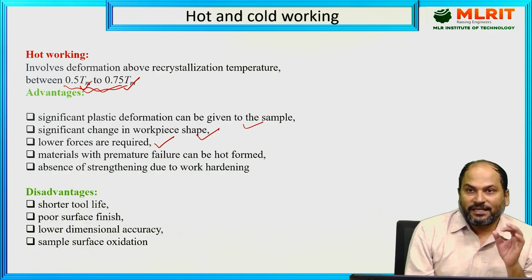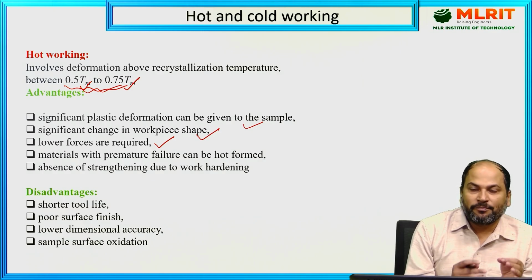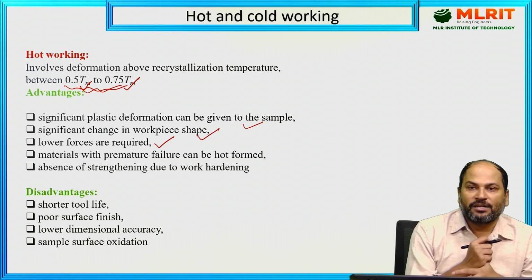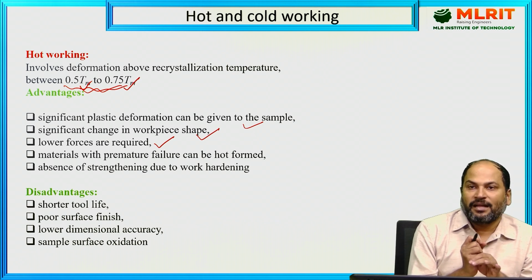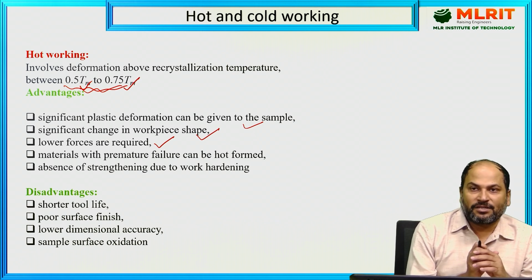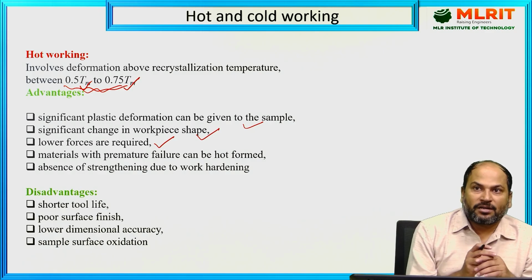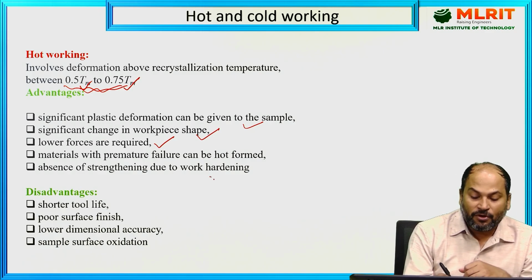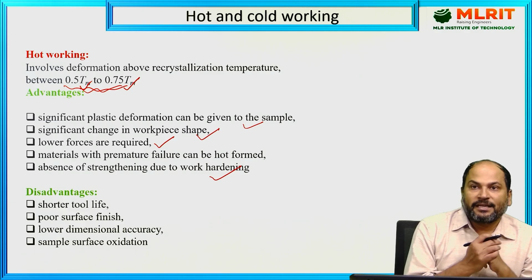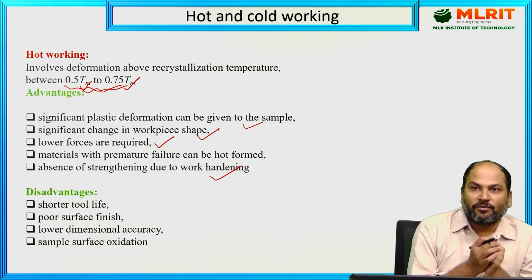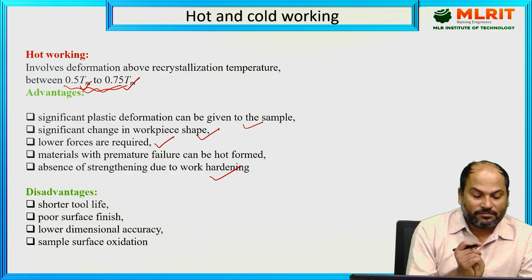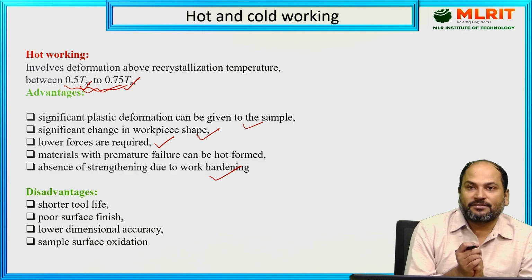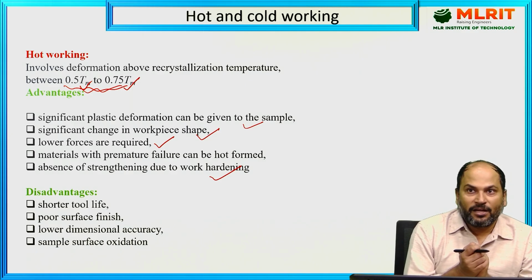That is the main difference between cold working and this one. In cold working, we have already seen only ductile materials can be deformed. But here, it is not required. Even non-ductile materials can be deformed by this. Absence of strengthening due to work hardening. Yes, here there is no problem of work hardening, meaning there is no problem of strain hardening. So strengthening is not there in hot working.